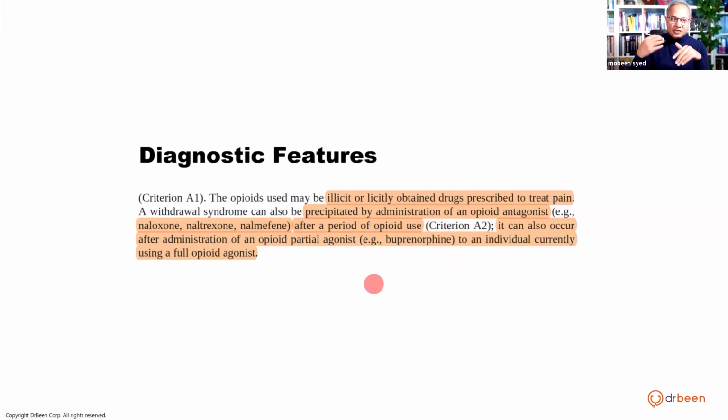So I would really request you to have this in your mind, that there is a withdrawal when opioid was being used heavily, then it was reduced or stopped, or antagonists were given.